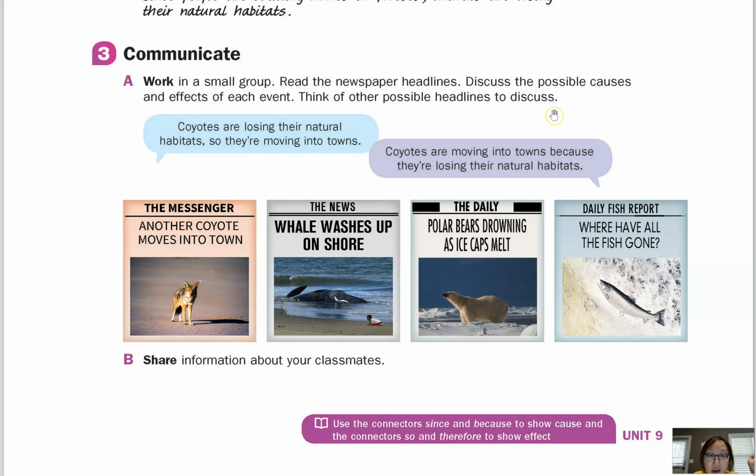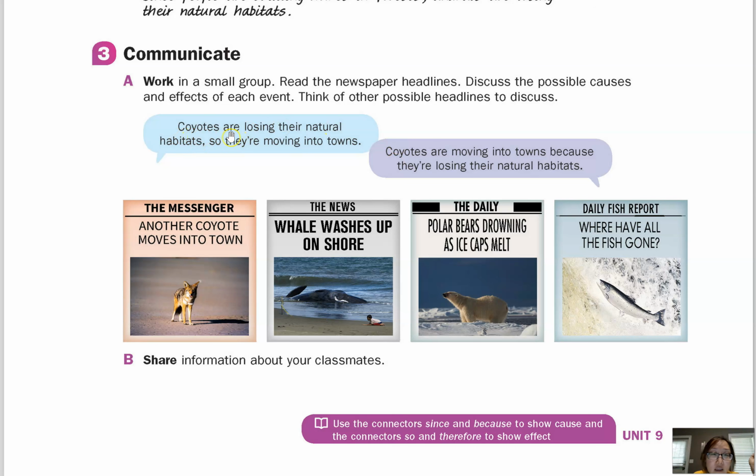Environmental headlines pop up all the time. As you know, the climate is changing and there are all kinds of effects. So you can probably think of a lot of other headlines. Okay, so let's look at the examples.